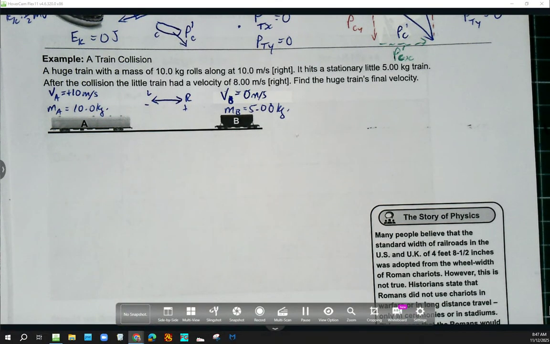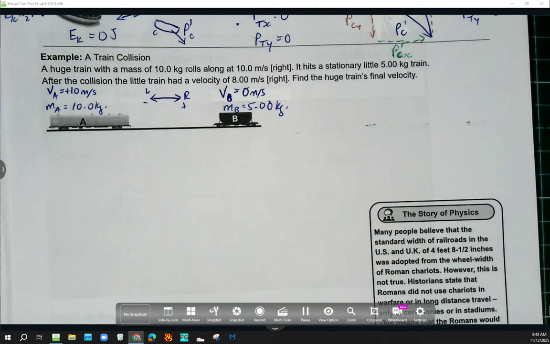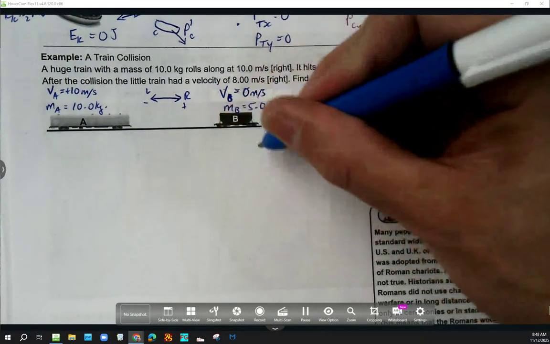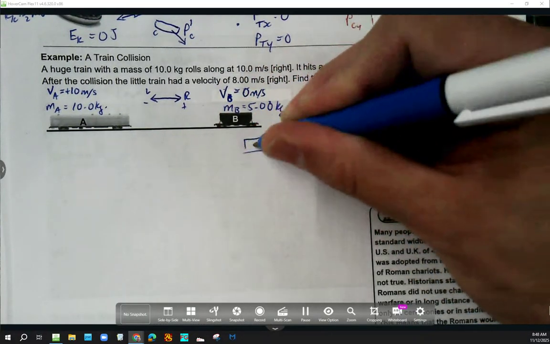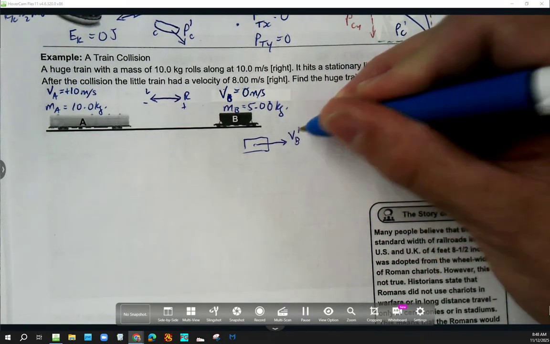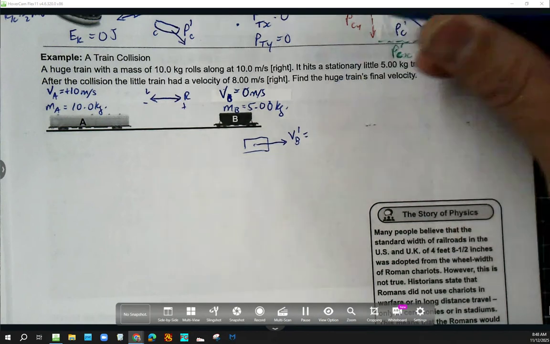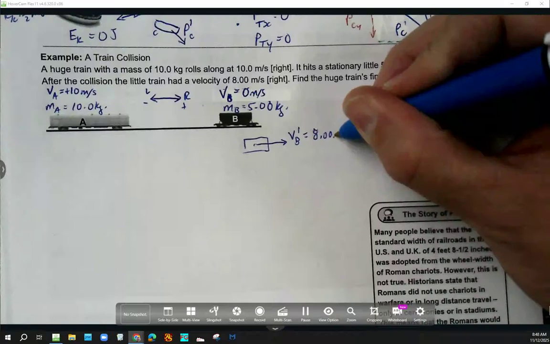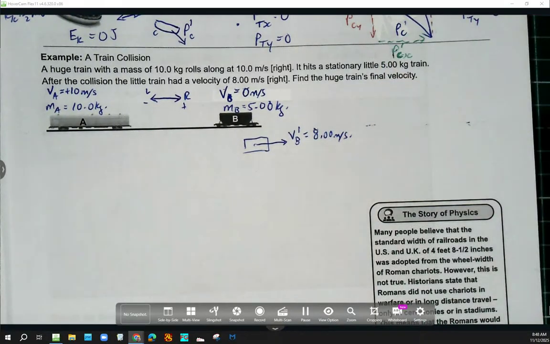All right. Anyway, after the train collision, the little train had a velocity of 8 meters per second. So I'm going to write a little piece of information about that. That means that this train afterwards got knocked forward. Boom. So it's going to have a VB primed, an after velocity, of 8.00 meters per second.